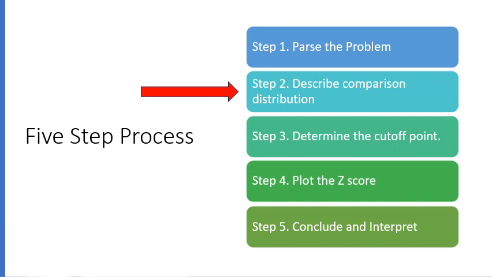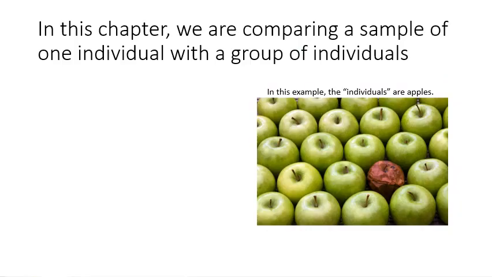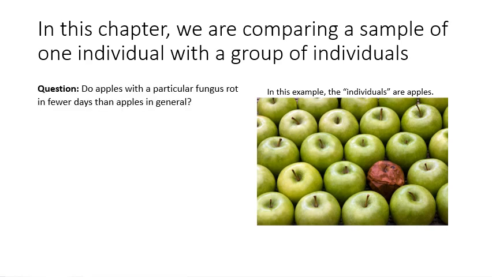And step 3 is to determine the cutoff point. Step 4 is plotting the z-score. And step 5 is conclude and interpret. So in this chapter, we're comparing a sample of one individual with a group of individuals. And in this example, the individuals will be apples. So the question is this: do apples with a particular fungus rot in fewer days than apples in general?